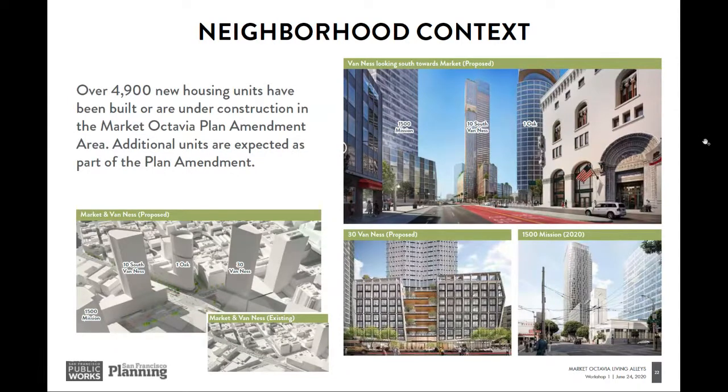So we also have to think about who these improvements will be serving, both right now and into the future. There also might be opportunities to collaborate with developments who are also proposing alleyway improvements so that we can get the most bang for our buck. We know that within the Civic Center Market Octavia area, over 4,900 new housing units have been built or are under construction, and additional units are expected as part of the plan amendment.